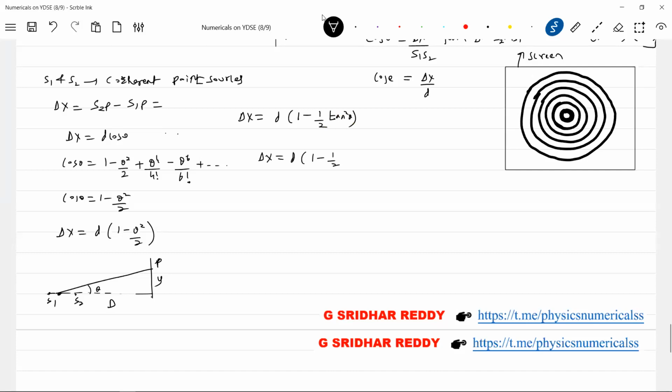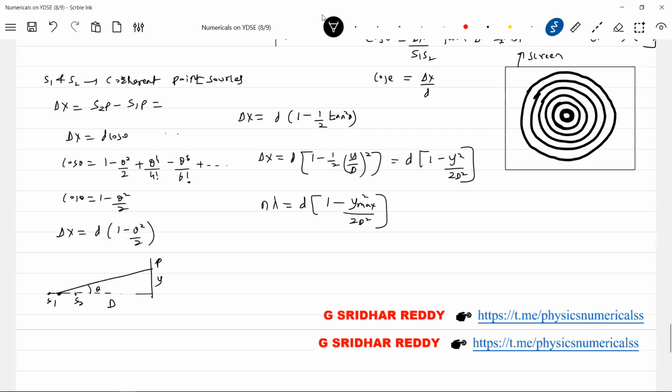Tan theta, we can write it as y by capital D. So the final equation will be D into 1 minus y square by 2D square. What is y? y is the radius of the nth bright ring. We are interested in getting the position of the nth bright ring. So the path difference delta x should be equal to n lambda, 1 minus y max square by 2D square.